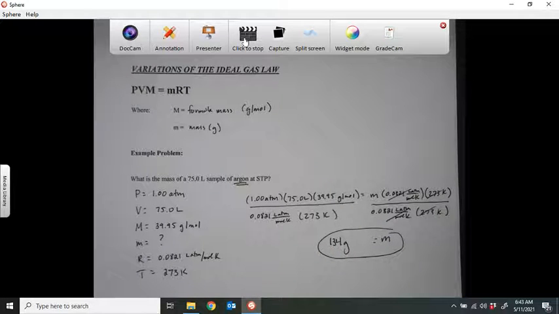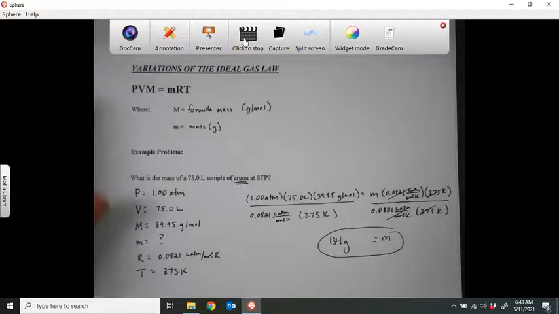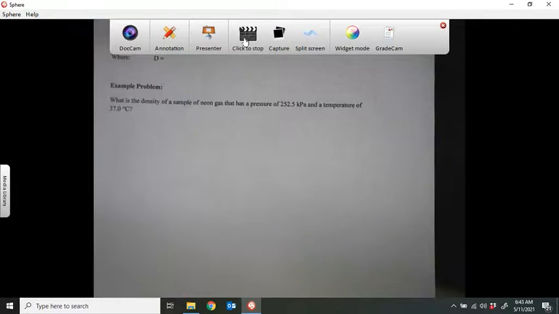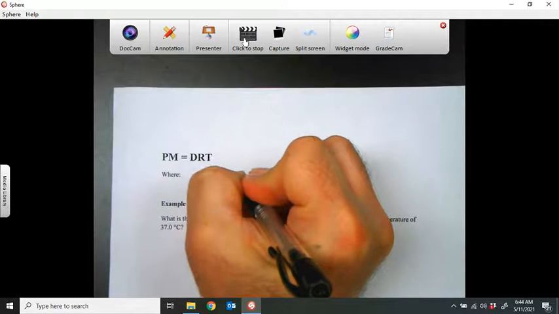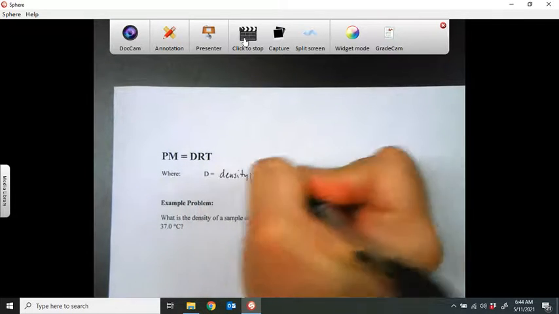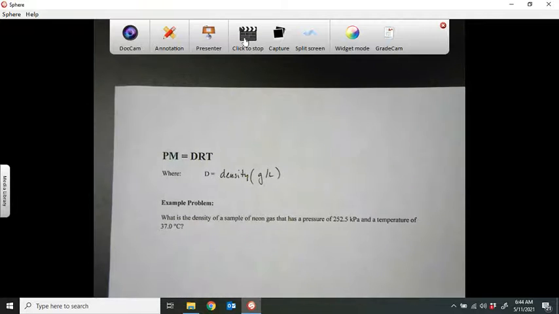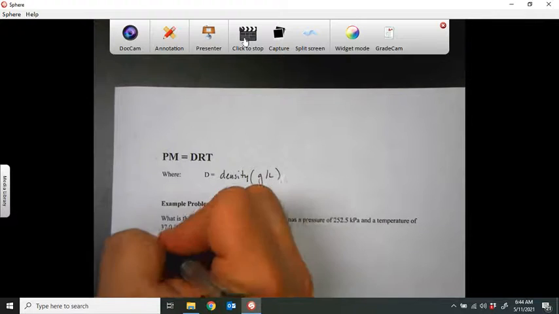So that's one variation of the ideal gas law. We have one more that you may encounter, and that is PM equals DRT. So we know that P is pressure, capital M is formula mass, R is our universal gas constant, and T is temperature. D is going to be density in grams per liter. With this one, here is our problem. We're solving for the density of neon gas with our pressure in kilopascals and our temperature in Celsius. So we might have to do a little bit of conversion here.